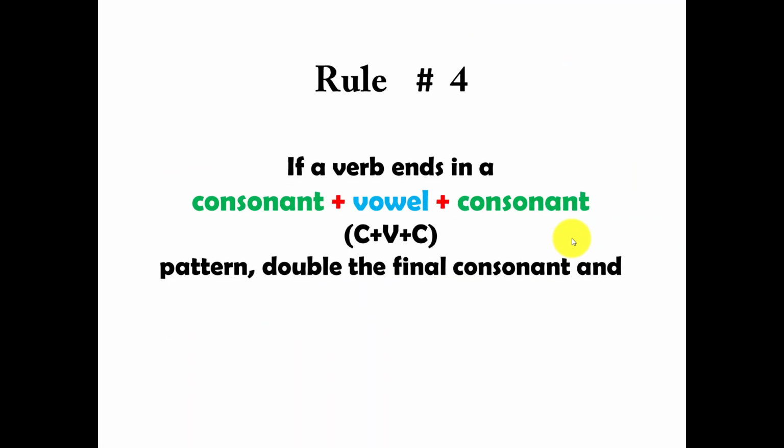Rule 4. If a verb ends in a consonant plus vowel plus consonant pattern, you double the final consonant plus ED. For example, what is the verb here? Good, stop. Next. Good, hug. Next. Drop. Last one. Clap. Very good job. Can you give me the past simple for stop?